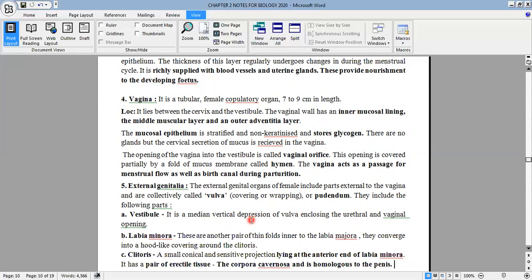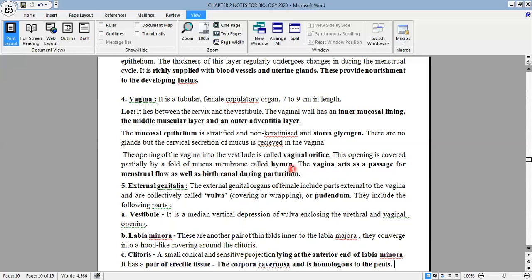Mucosal epithelium stores glycogen. It secretes mucus which will be released in the vagina. The opening of the vagina in the vestibule is called the vaginal orifice. This vagina opens into the external genitalia which includes the vestibule. The opening of the vagina is covered by a fold of mucous membrane called the hymen.